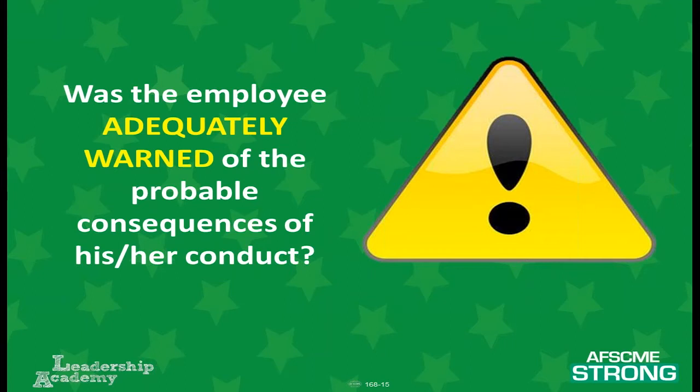So for an example of this one, if an employee is told to stop using vulgar language and told that if he or she continues, they'll be disciplined, that may be adequate warning. However, if a boss comes up to an employee and says, "I'm tired of you swearing, cut it out," and the next day fires the employee for swearing again, that might not be adequate warning because they had no idea that that was going to lead to a termination.